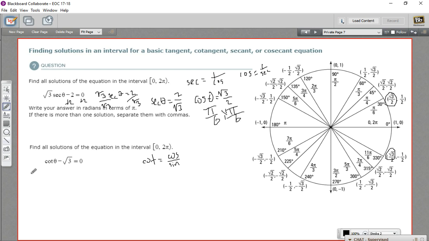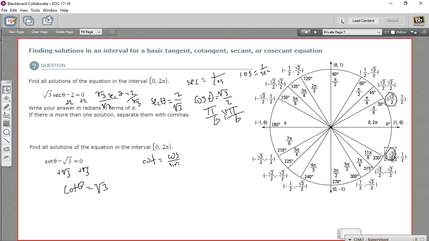All right. Let's try the cotangent. This one gets a little bit trickier, although the algebra is not too tough here. We would simply add the square root of 3 to both sides to get the cotangent of theta equals the square root of 3. And the cotangent is the cosine over the sine. So what we really want to find is spots on the unit circle where the cosine divided by the sine is the square root of 3. How are we going to do that?